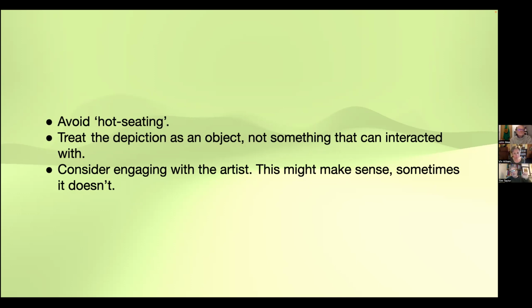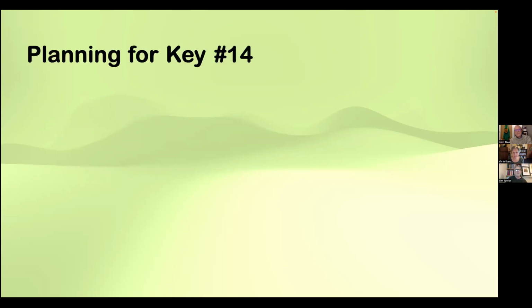That's the same thing in terms of the coherence. Treat the portrait as an object, not as something that can be interacted with, and consider engaging with the artist. This makes sense sometimes. I think it made sense in what we were doing there, because we were imagining ourselves walking around the palace while the king was still alive. It might not make so much sense if we were looking at the portrait 400 years later. We couldn't talk to the artist if we were doing that. So there's a little bit of coherence there to pay attention to.